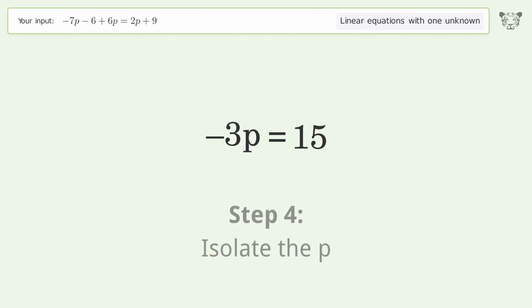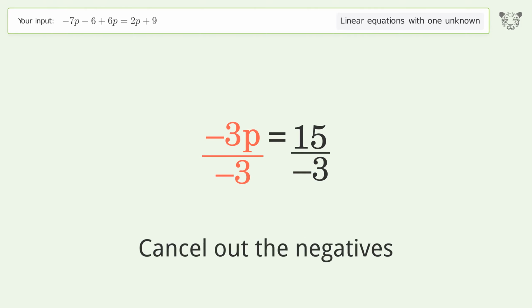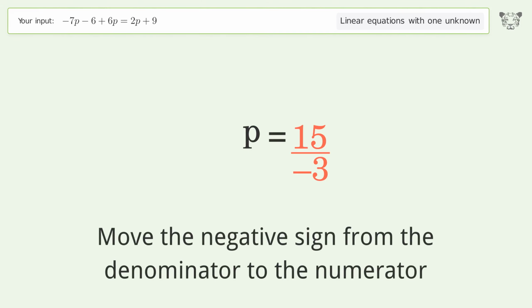Isolate the p. Divide both sides by -3. Cancel out the negatives. Simplify the fraction. Move the negative sign from the denominator to the numerator.